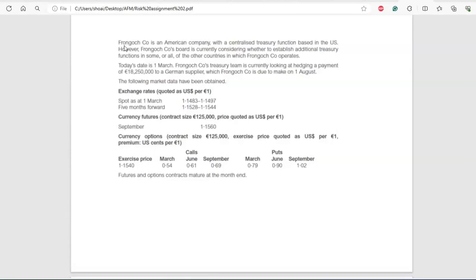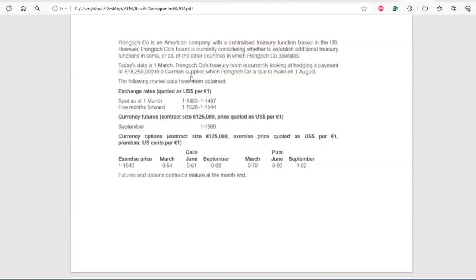So F company is an American company with a centralized treasury function based in the US. However, F company board is currently considering whether to establish additional treasury functions in some or all of the other countries in which F company operates. Today's date is 1st March. F company treasury team is currently looking at hedging payment of 18.25 million to a German supplier.